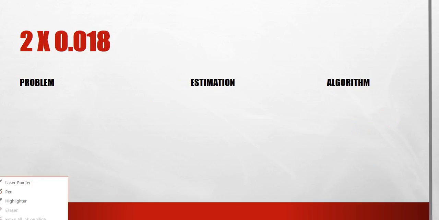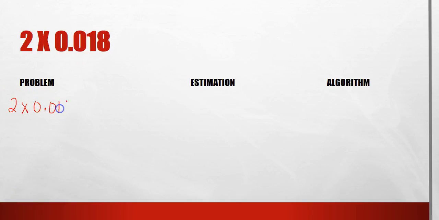Okay, my next problem. I have 2 times 18 thousandths, so that's really small. So I have 2 does equal 2, and I have 18 thousandths is closer to 0 than 1. 2 times 0 actually equals 0, so I know my answer is going to be less than 1.